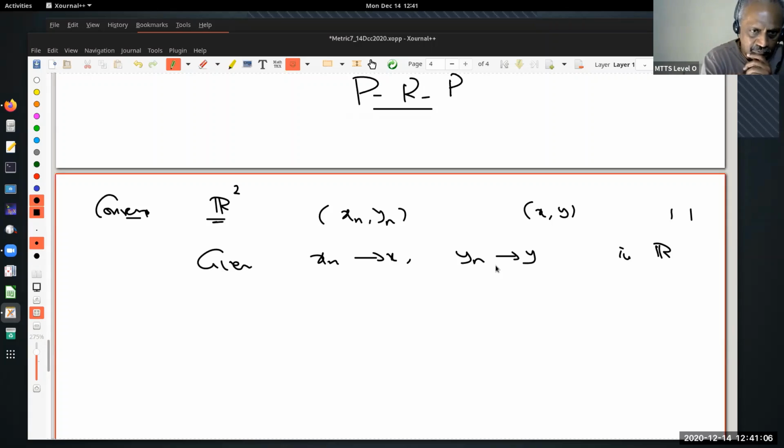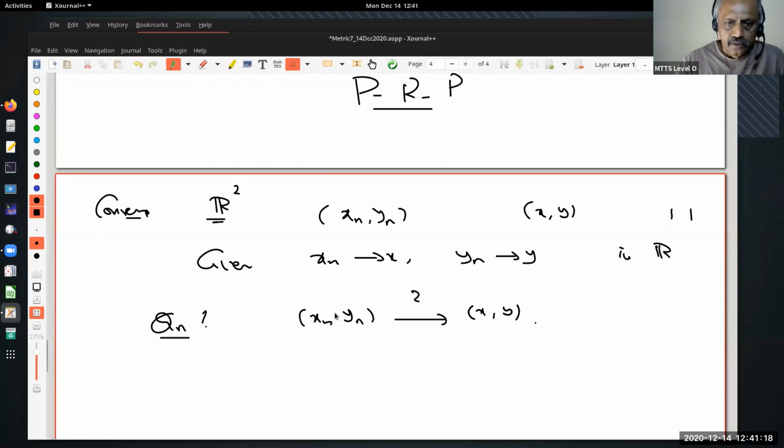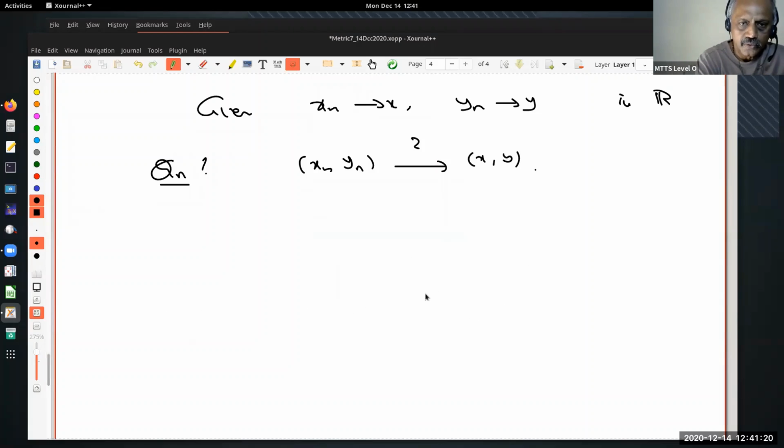Now, what is the question I want to ask? Does the sequence of vectors (xn, yn) converge to the vector (x, y)? So how does this follow? Is it true? Okay. Again, it depends on a very crucial observation. Let us prove that.